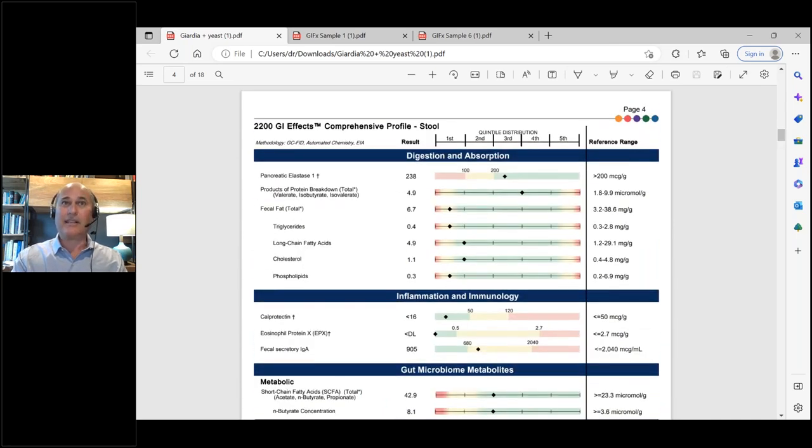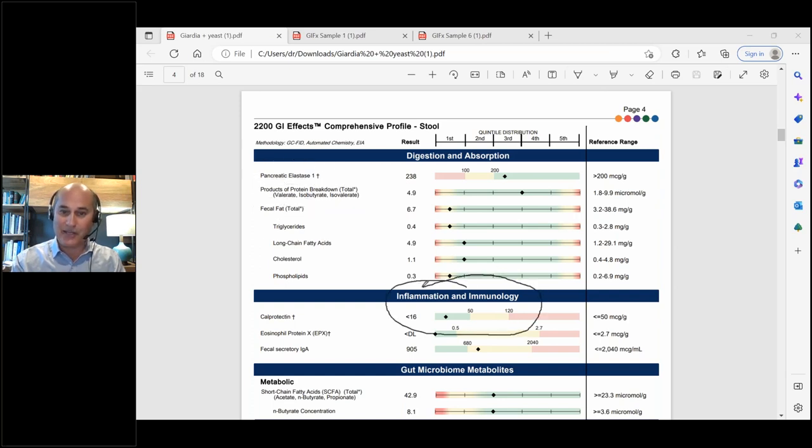And then again, as you're looking at the report, here are the areas of organ involvement. Pancreatic elastase, okay, that fat marker is out of range, you got a problem with pancreatic enzymes. Products of protein breakdown, if that marker is out of range, you start to think about stomach and stomach acid. There's also markers on the organic acids testing that indicate potential problems with stomach acid. Indican is the marker. And fecal fat, obviously about gallbladder. So you get a lot of information there.